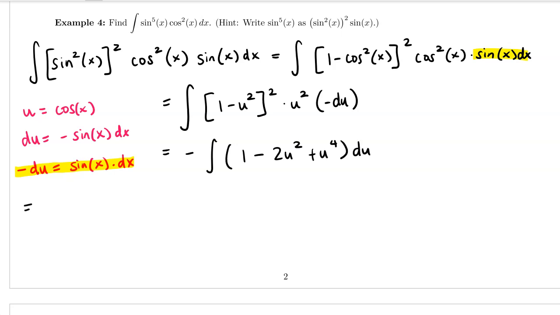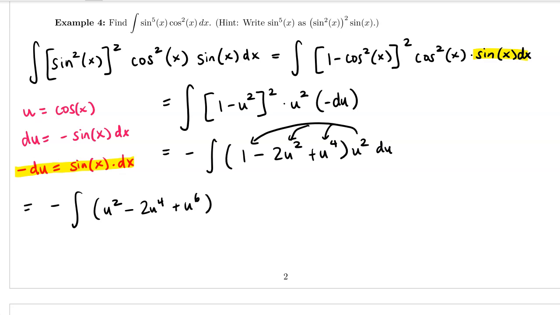And then from here, I'm just going to go ahead and use the power rule. It looks like I forgot about this u squared here, so let me write that in. And then what we want to do is distribute that. So we have negative integral of u squared minus 2u to the 4th plus u to the 6th du. Now we can use the power rule.